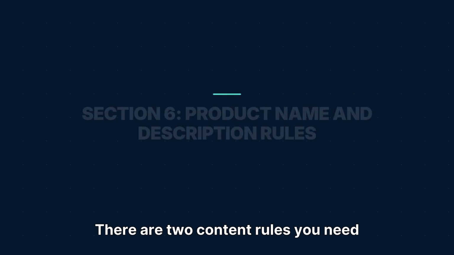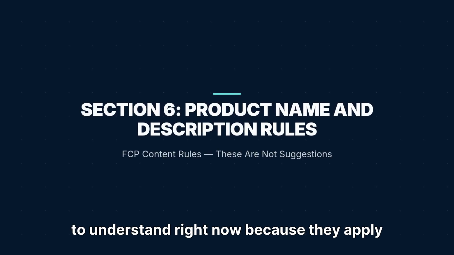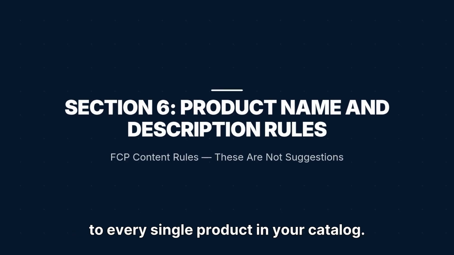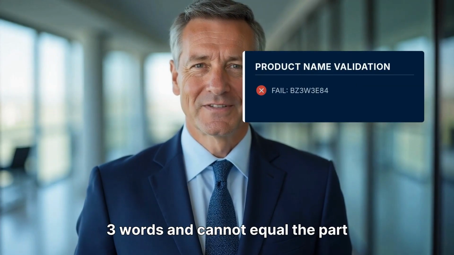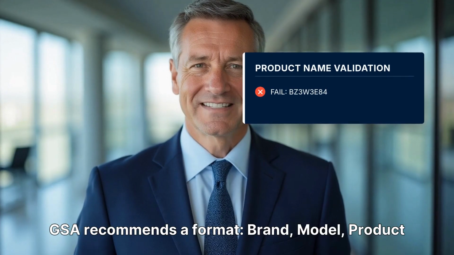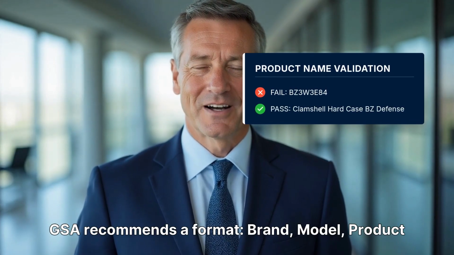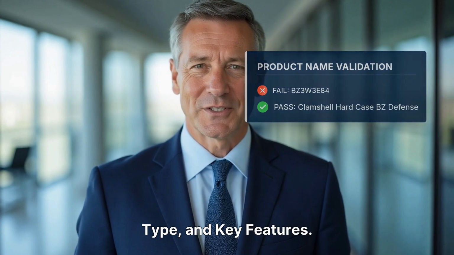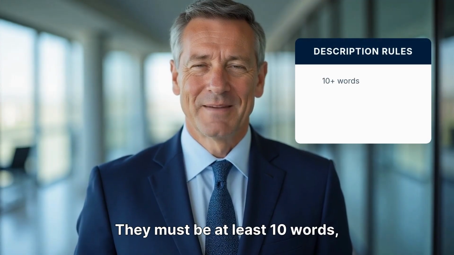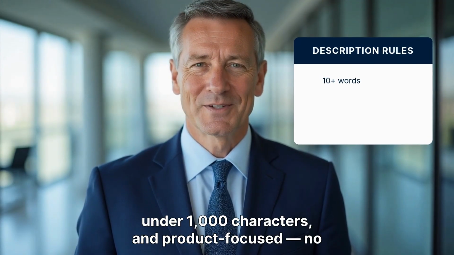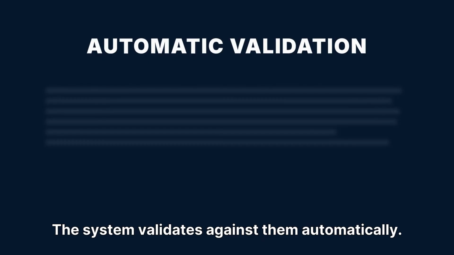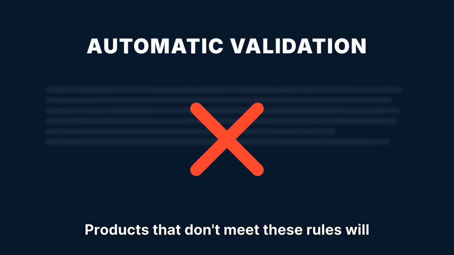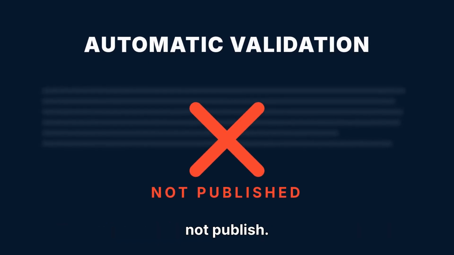There are 2 content rules you need to understand right now because they apply to every single product in your catalog. First, product names. Your item name must be at least 3 words and cannot equal the part number. GSA recommends a format: brand, model, product type, and key features. Next, product descriptions. They must be at least 10 words, under 1,000 characters, and product-focused, no promotional language. These are not soft guidelines. The system validates against them automatically. Products that don't meet these rules will not publish.